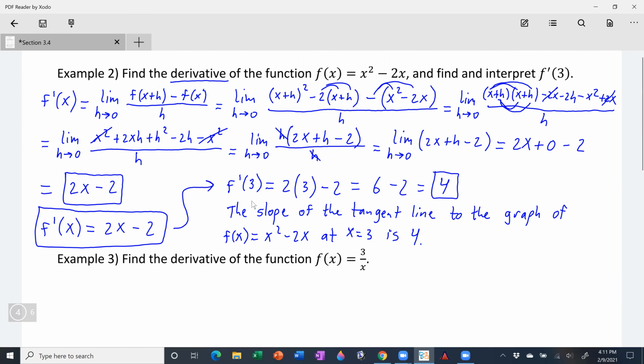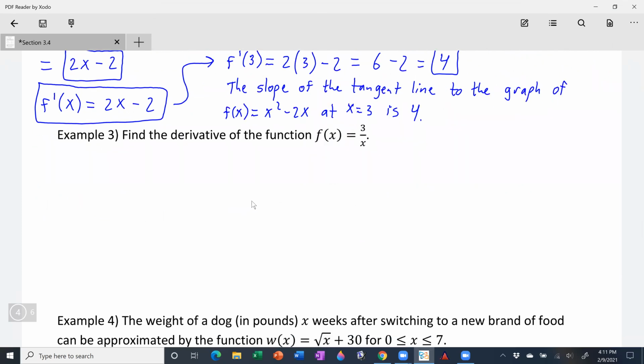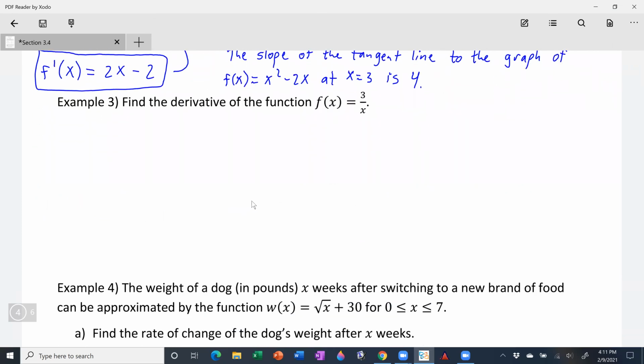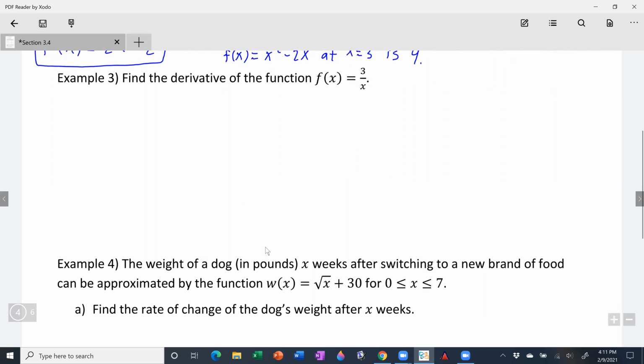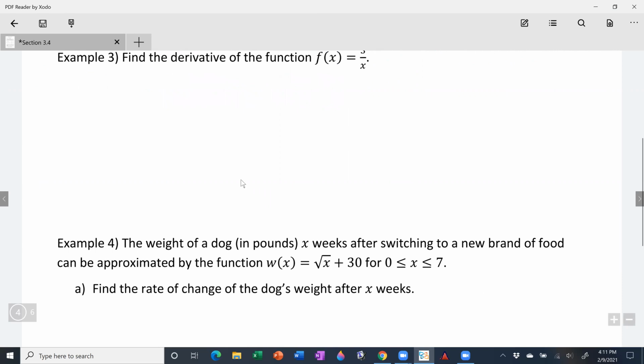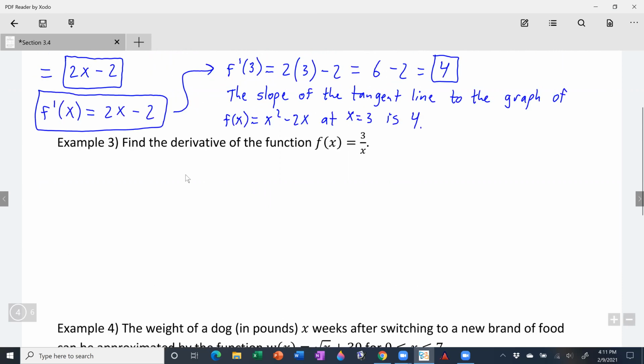Awesome stuff. I mean, it's so powerful. So I'll make a separate video and we'll do a couple other types of derivatives. So this one's a little bit different with the rational function with x in the denominator. And then we'll do example 4 with a square root. Okay, so good practice. I'll make a separate video to do examples 3 and 4.